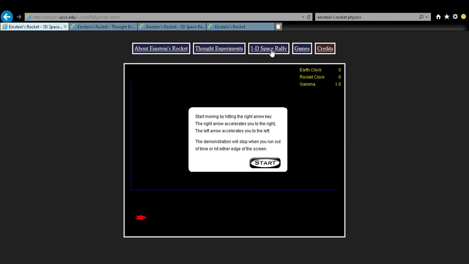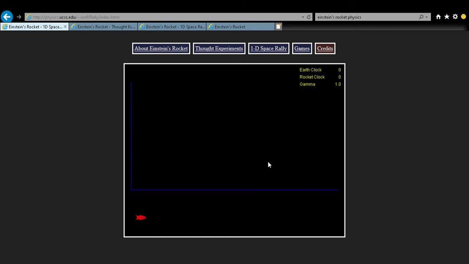Okay, so now we're going to go to the 1D space rally, so we can actually see the difference between time for a given gamma. For this one, we're trying to find the gamma for moving at 0.4c, 0.8c, and 0.9c. You can calculate that yourself, just by plugging into the time dilation equation that's on the paper. And then what I'm going to do is actually accelerate that. So let's do that myself here.